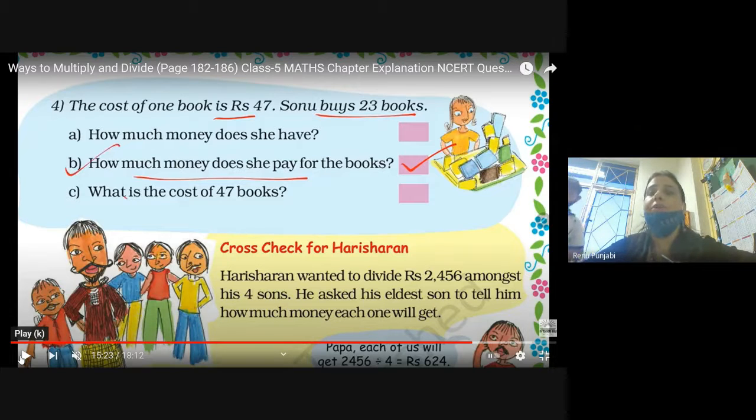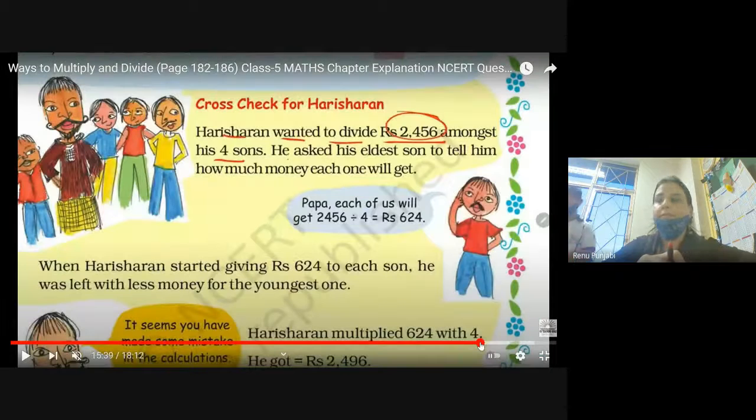Hari Krishnan wanted to divide rupees 2,456 among the persons. He asked his eldest son to tell him how much money each one will get. Papa, when you divide it among 4 persons, each one will get 624. When Hari Krishnan started giving rupees 624 to each son, he was left with less money for the youngest one.